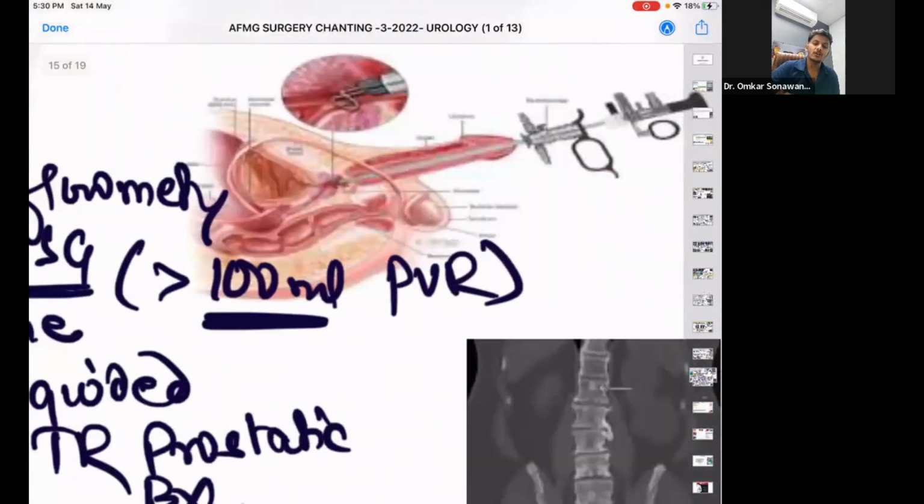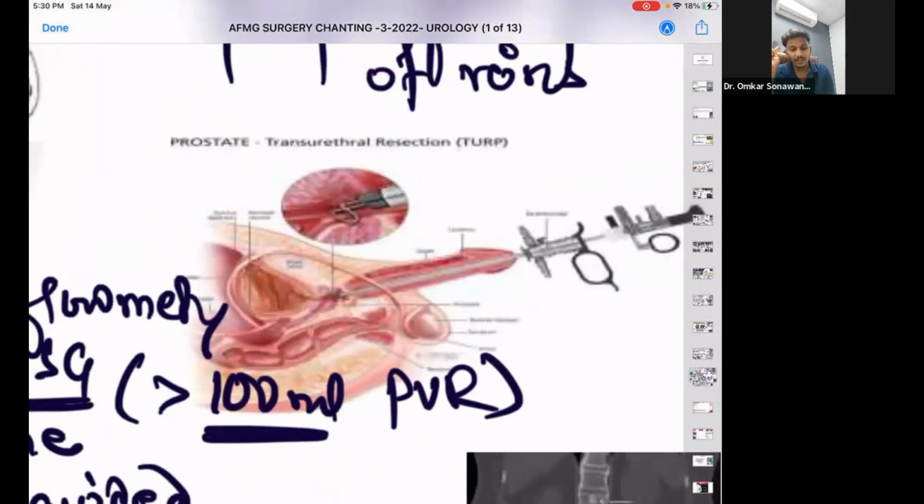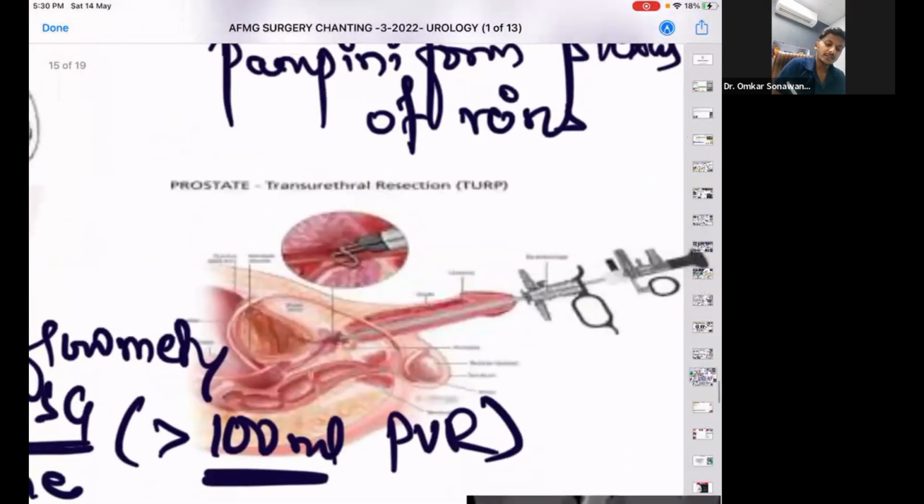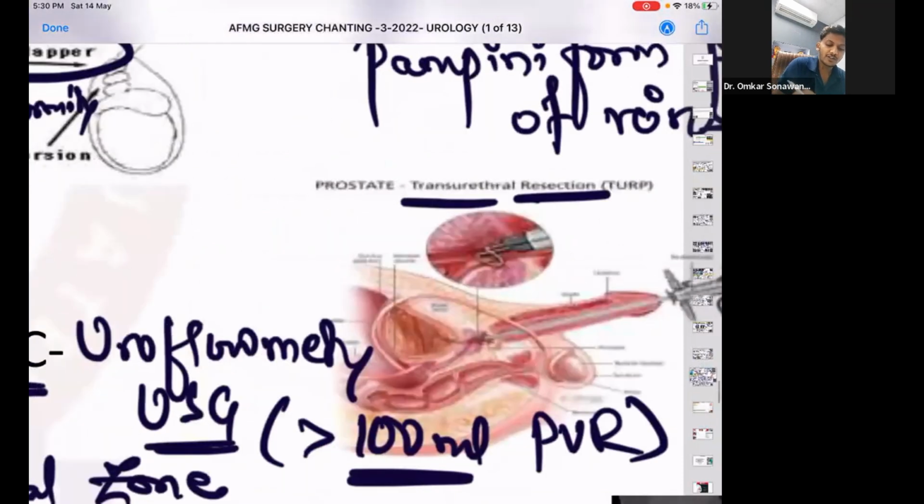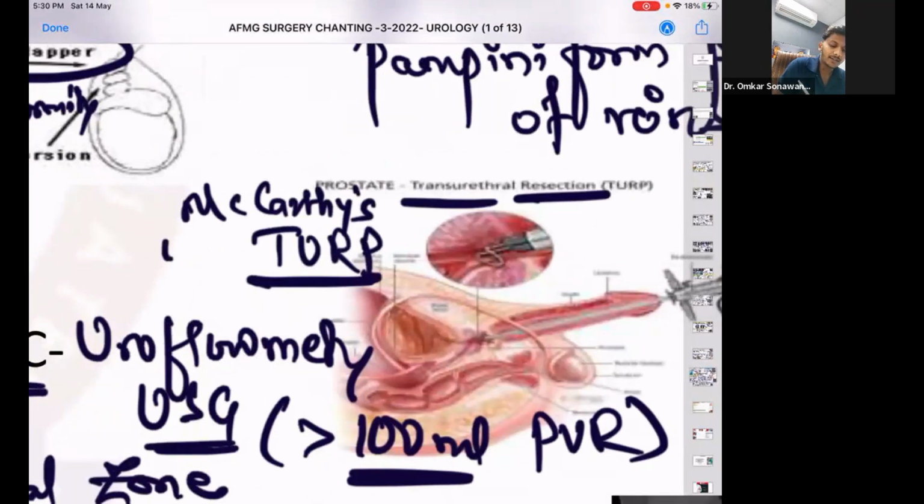Then what is this procedure called? Such an image can come. When we go through the urethral orifice and resect something, this is the transurethral resection of the prostate, also known as McCarthy's TURP. It is usually the surgical management for BPH.